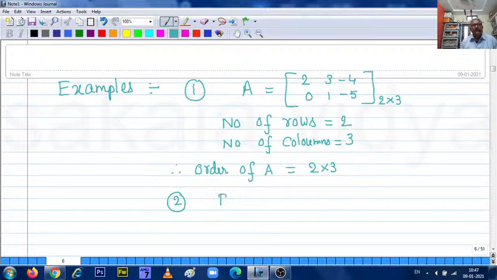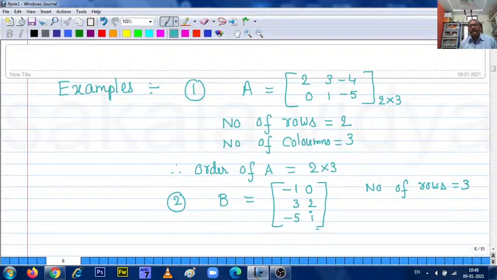Second example. Matrix B equals minus 1, 0, 3, 2, minus 5, I. See here, number of rows equals 1, 2, 3. 3 rows. Number of columns equals 2. What is the order? We can write 3 by 2. Generally we mention order like this. This is a 3 by 2 order matrix.